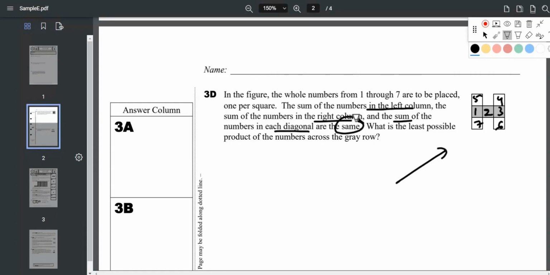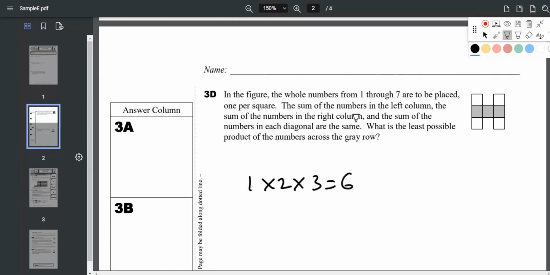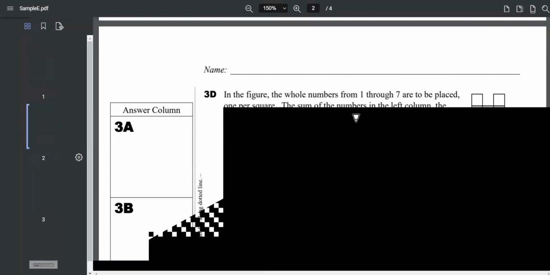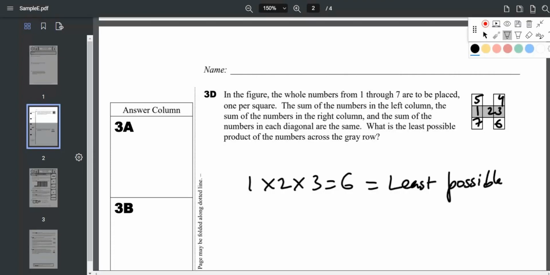And what is the least possible product of numbers across the gray row? That is 1 times 2 times 3, that least number is 6. So the numbers were 1, 2, 3, here 5, here 7, here 4 and 6. And 6 is going to be the least possible product. Least possible product, that is 6. Okay, moving ahead to the last question.